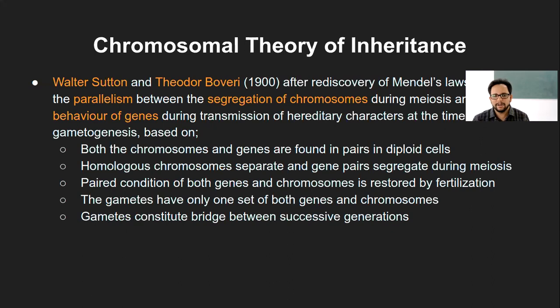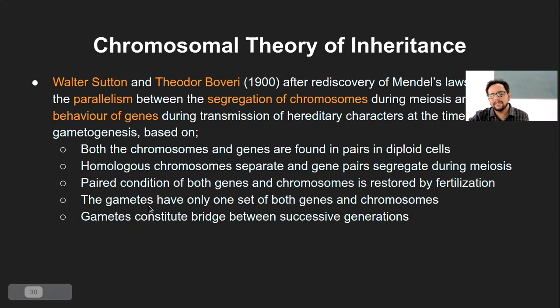The third point they considered before suggesting a theory was that the paired condition of both genes and chromosomes is restored by fertilization. In gamete formation, they become single, that is, a single set of chromosomes and a single gene for that particular character. But after fertilization, they reunite to form a diploid state. Again, genes will have two copies for one particular character, and chromosomes will also have two copies. The gametes have only one set of both genes and chromosomes. Again, the same thing, just said in a different way.